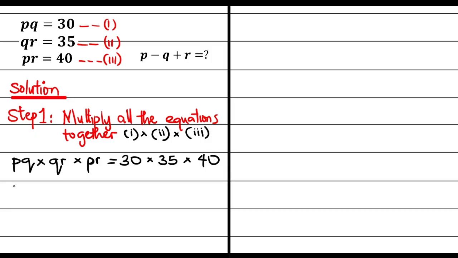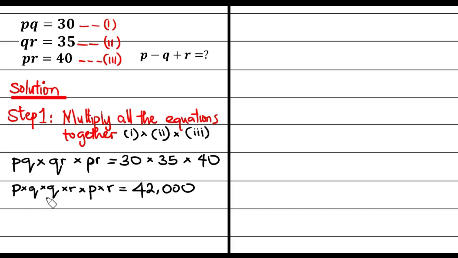If I split the left hand side like this, P multiplied by Q, then multiplied by Q, then multiplied by R, then we have PR here multiplied by P, then multiplied by R, equals 30 multiplied by 35 times 40. That's going to give me 42,000.